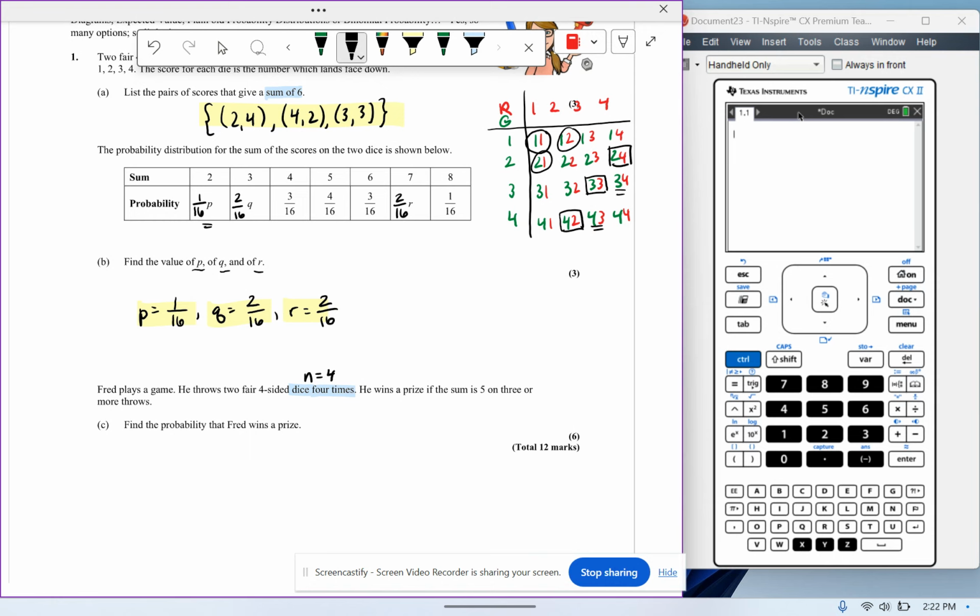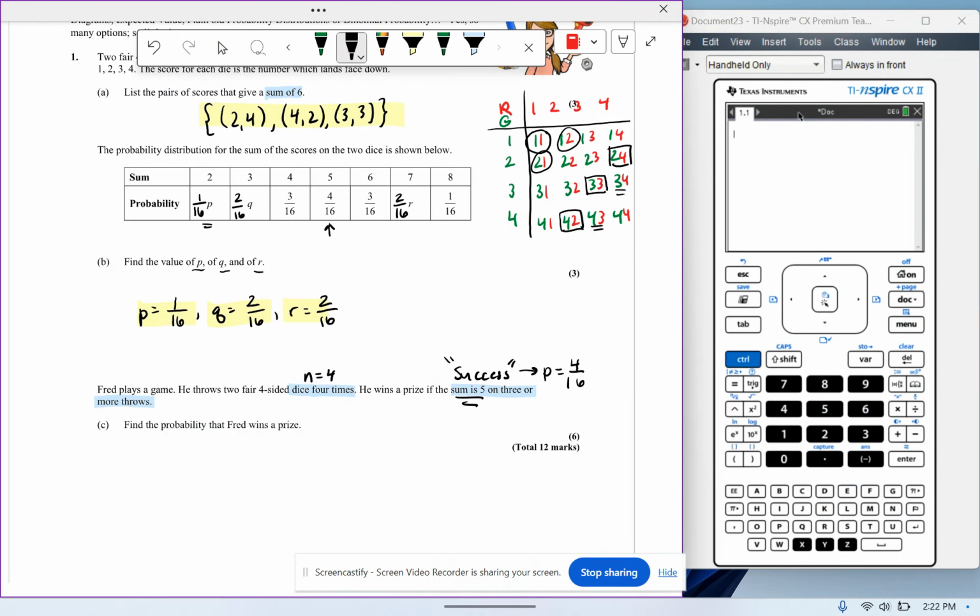I've got 4 tosses. He wins a prize if the sum is 5 on 3 or more. So I'm going to highlight that. That seems important. Sum is 5 on 3 or more throws. So the probability of success in terms of a binomial distribution is going to be where the sum is 5. So that is right here. So p is 4 out of 16.